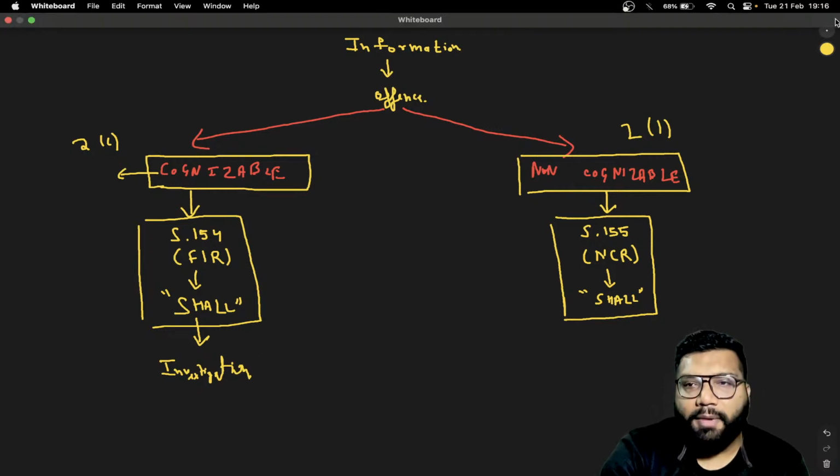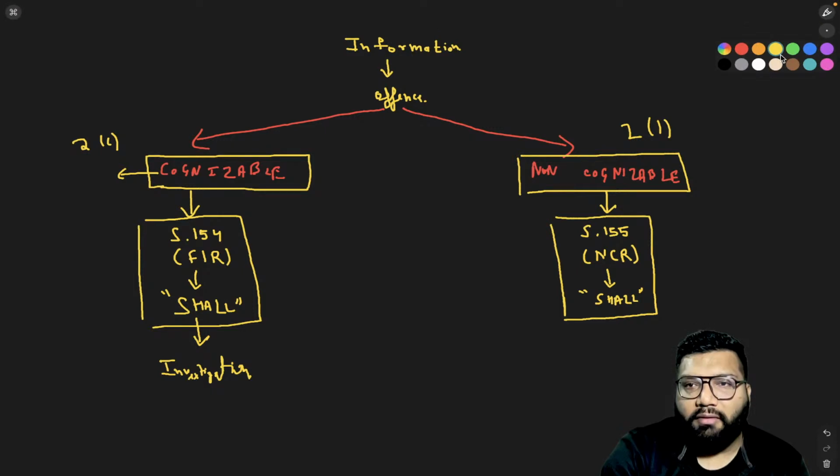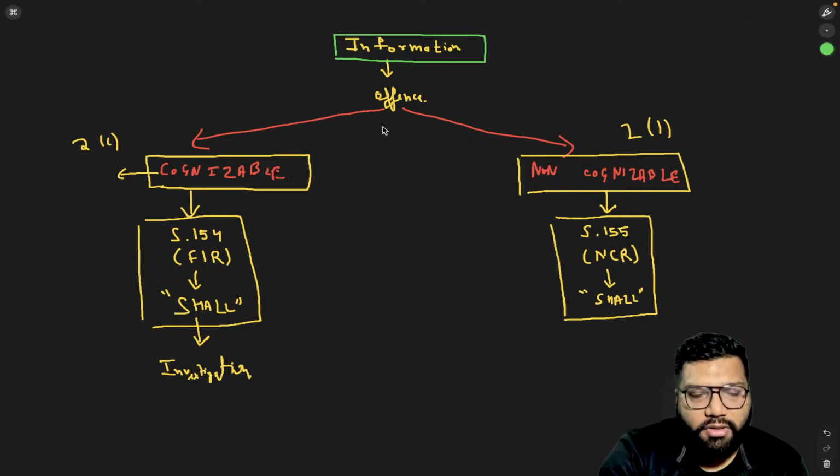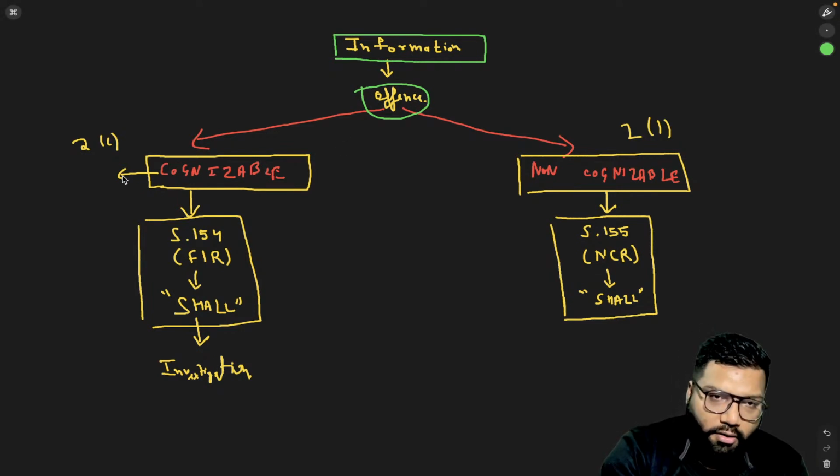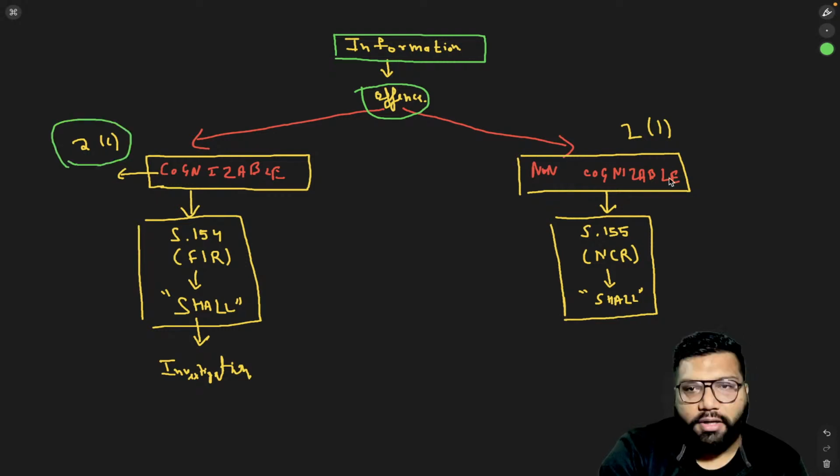Okay, Aru, I'm repeating myself as well, whatever I'm writing as of now. First, I have written down the term information, information about the offense, and then we can classify it into two parts. Offense can be cognizable offense or non-cognizable offense. 2C deals with the concept of cognizable offense. 2L deals with the concept of non-cognizable offense. Section 154 deals with the concept of FIR.